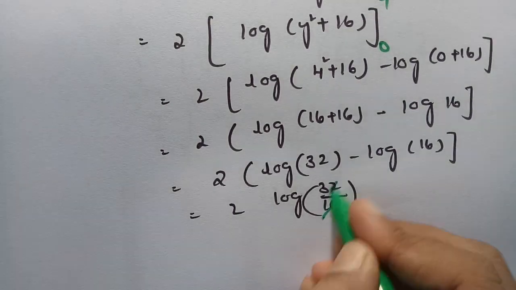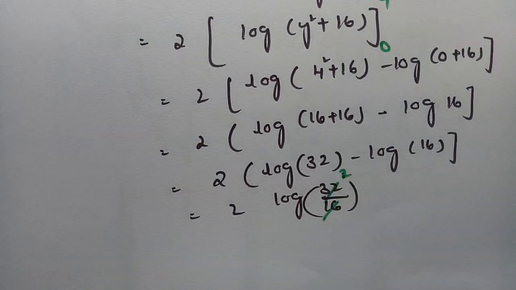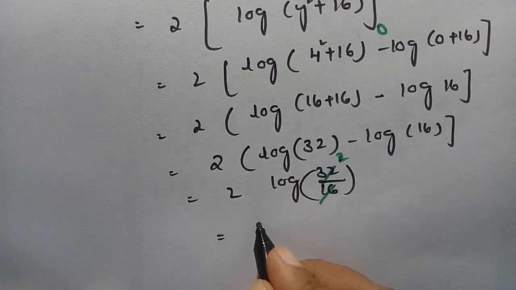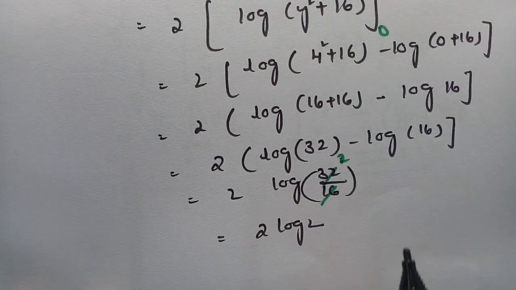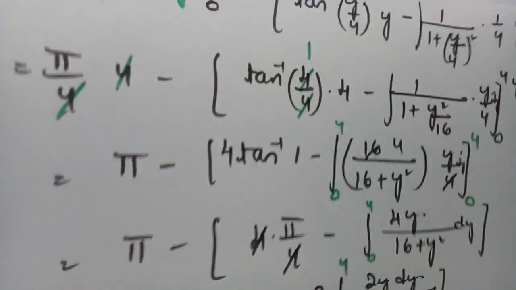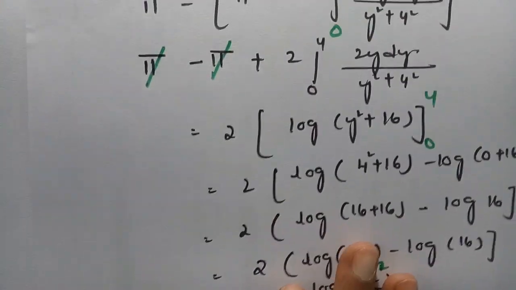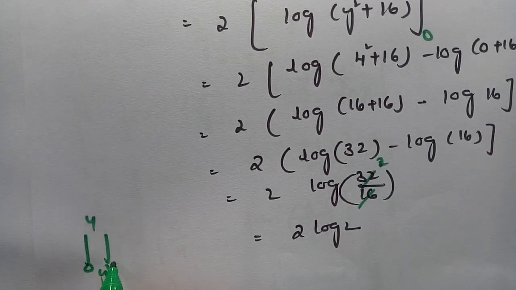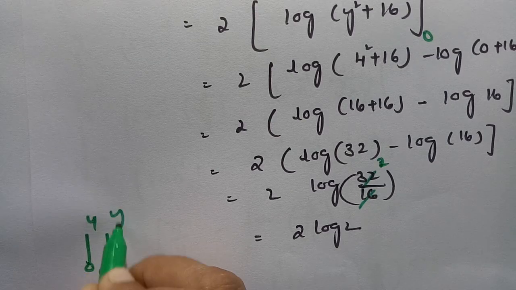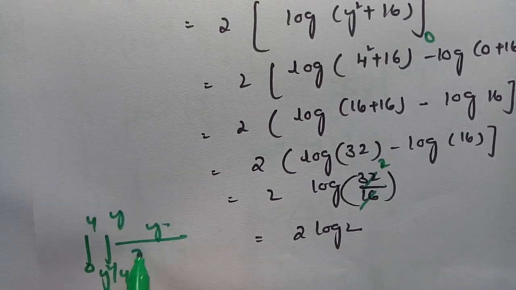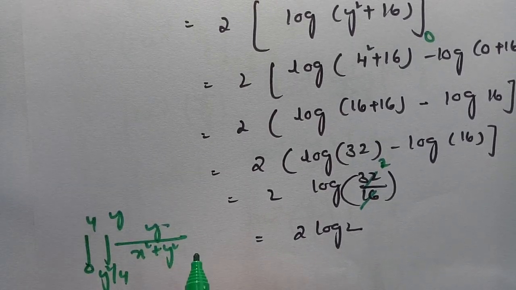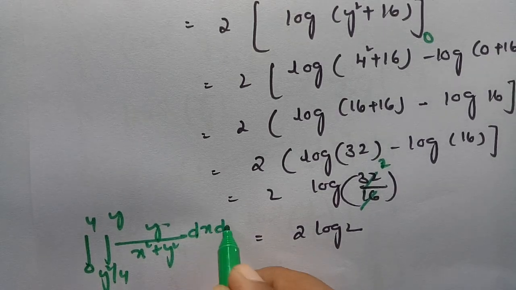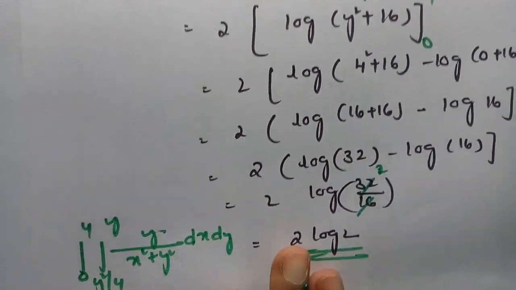Now I can cancel this 2 times. If I cancel, what remains here? This is 2 log 2. So this is how we have to solve. And what is the question here? The question I am showing is the integral from 0 to 4, and y square by 4 to y, of y by x square plus y square dx dy, whose value is nothing but 2 log 2.